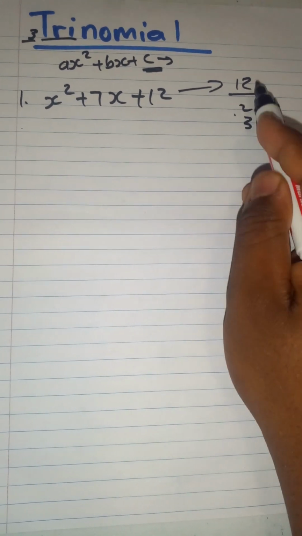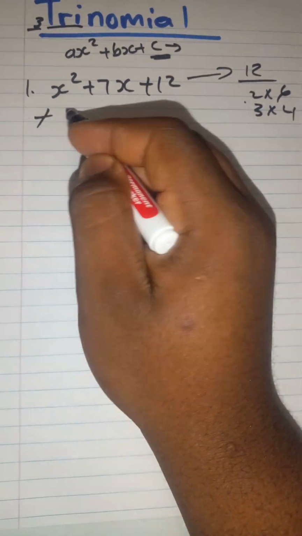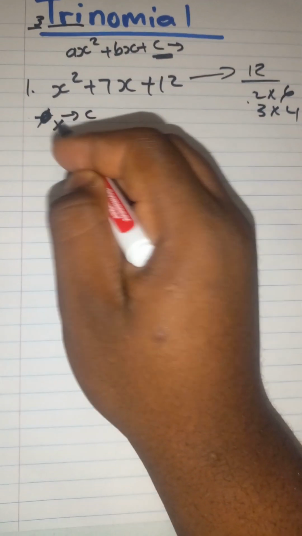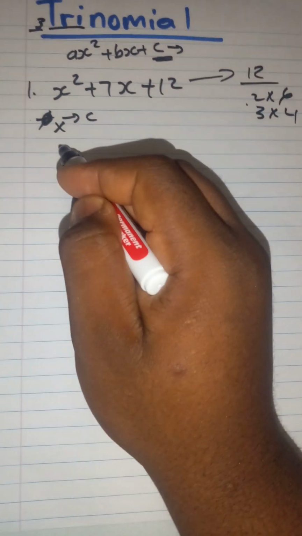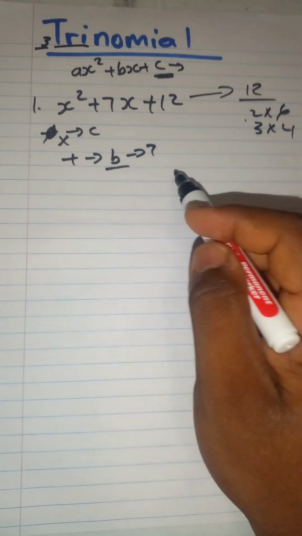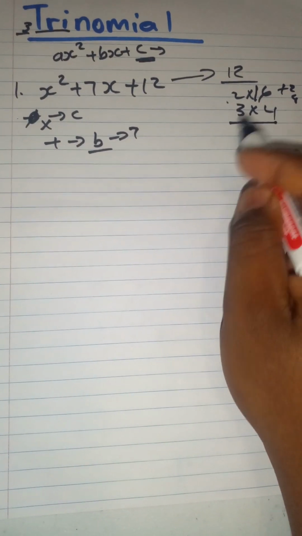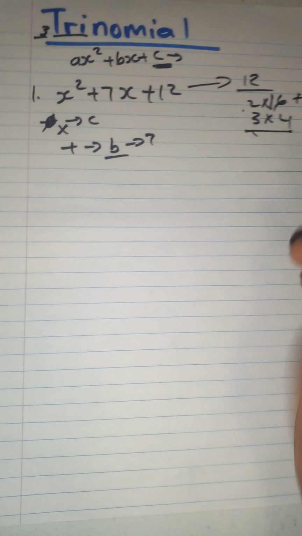After that, you check the numbers that you have here. When multiplied, they must give the last number, 12, and when added, they must give the middle number, which is 7, the value of b. Let's check our numbers. 6 times 2 is 12, but 6 plus 2 is 8, so that one is out. Let's check 4 times 3. 4 times 3 is 12, and 4 plus 3 is 7.